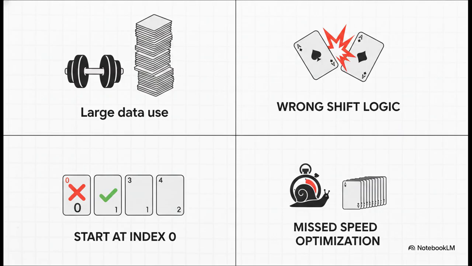Second, incorrect shifting logic. When you're making room for your key card, you have to shift the other elements super carefully. If you aren't paying close attention, you'll accidentally overwrite your own data, and nobody wants that. Third, starting your loop from index 0. In programming, lists start at 0, sure, but remember our golden rule from earlier? The very first card, index 0, is already sorted. You absolutely must start at index 1, the second card. Finally, a huge mistake is ignoring its distinct advantage. If you have data that's already nearly sorted, forgetting to use insertion sort means you are leaving a massive speed advantage right on the table.